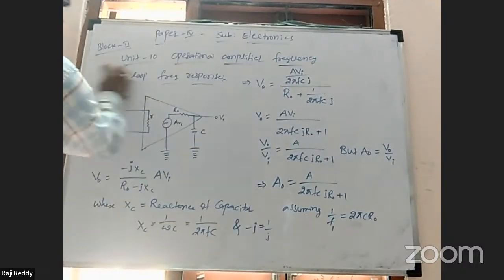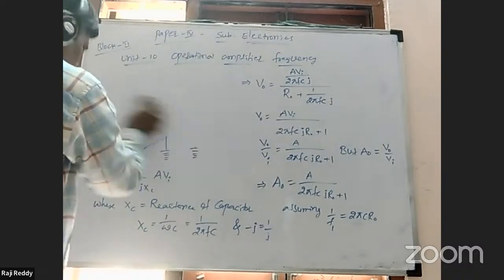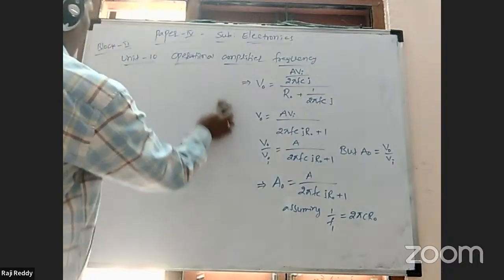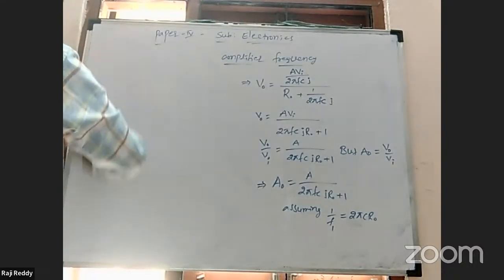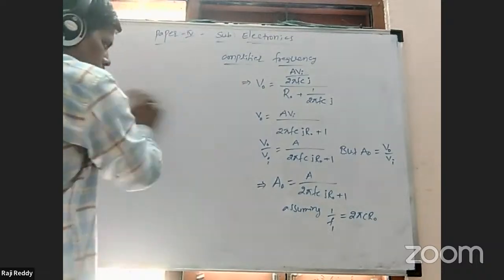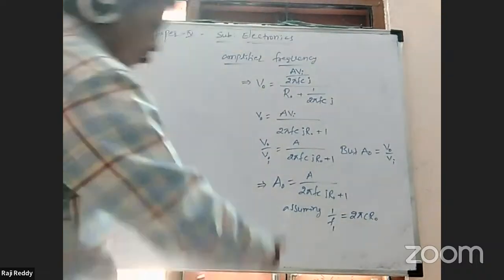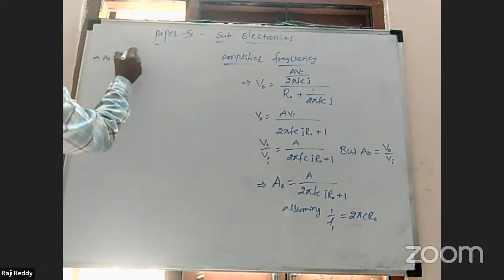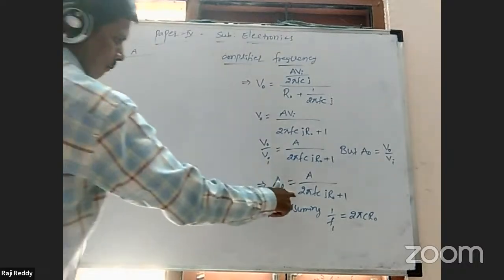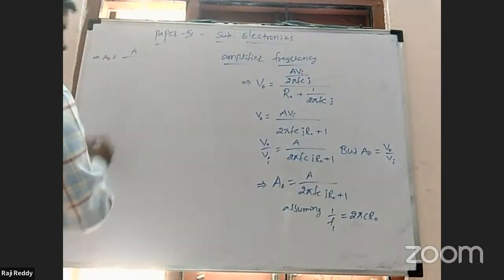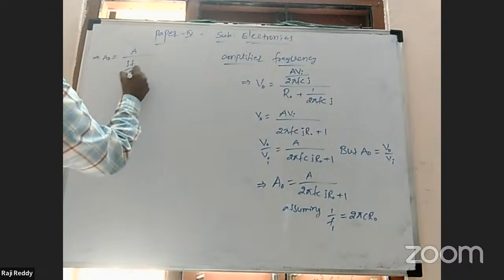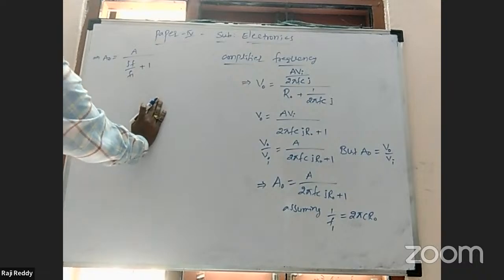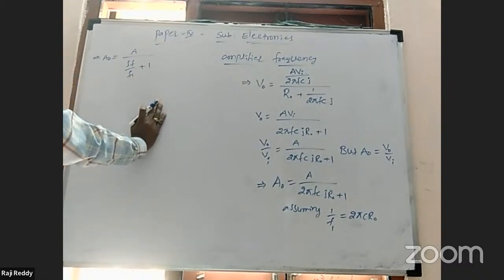Is it okay now? A few sentences were printed mistakenly in this answer in the textbook, you can cross check. In addition and multiplication they made small mistakes, printing the numerator value in the denominator. Check it. Then we'll get A naught is equal to A by, instead of 2 pi c r naught, 1 by f1, j into f by f1 plus 1. This is the A naught value.